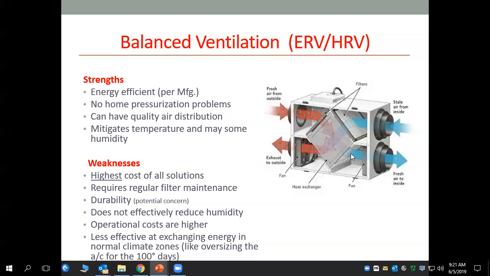It requires regular filter maintenance. You've got to do that because if the core gets dirty, then that's the heart of the unit, and you just now have a fan running.